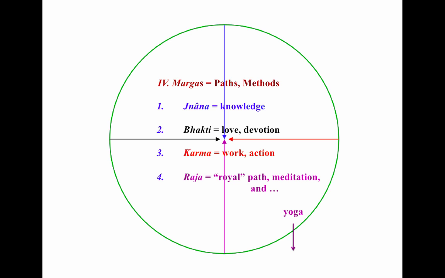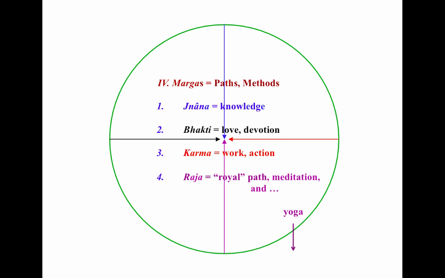There's jnana, which is the path of knowledge, bhakti, which is the path of love or devotion, karma, which is the path of work, good deeds, action, and then raja, literally meaning royal, the path of meditation, the path of yoga. Now, I'm not going to say anything more at this point about these particular paths because I'm going to expand on them more fully down the road a bit.